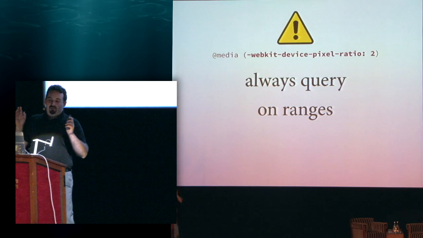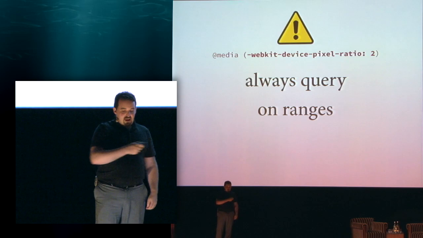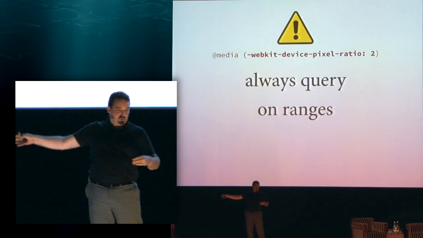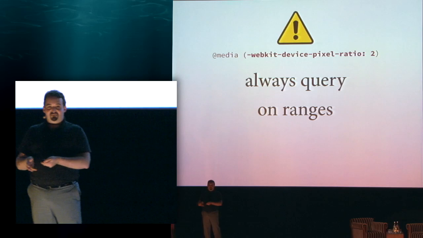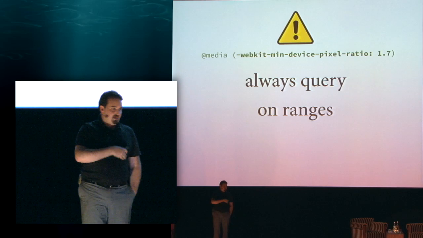I'm seeing plenty of devices, mostly because of Apple, right, that they're doing this. They're just saying webkit device pixel ratio 2. So on the BlackBerry 10, on the Galaxy S4, and probably on a future iPhone with ultra super high resolution, you will expose the low resolution image, because you are just asking for 2, not greater than 2. So always use min, right? And if you're using min, you don't need to use 2. You can use 1.7 or 1.8 or whatever.